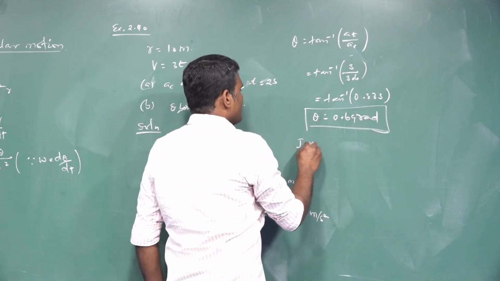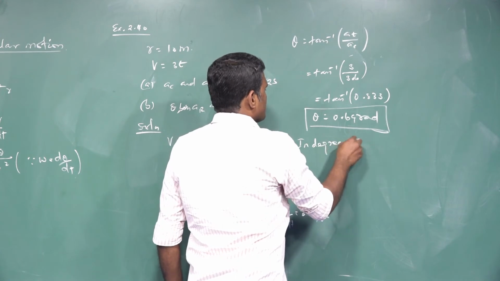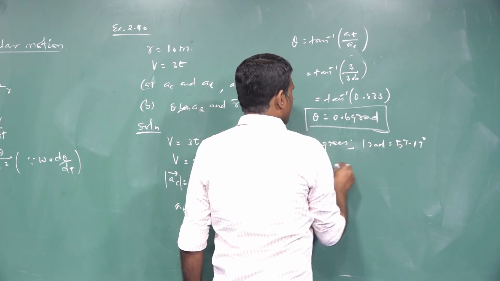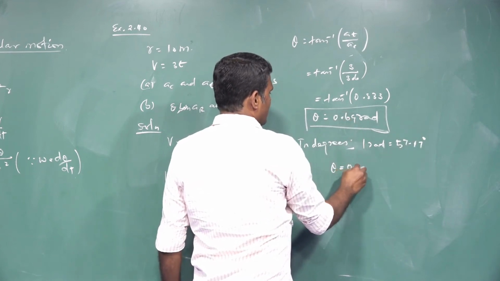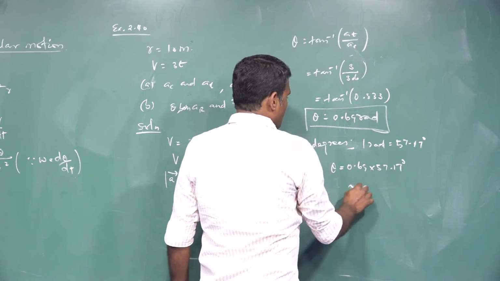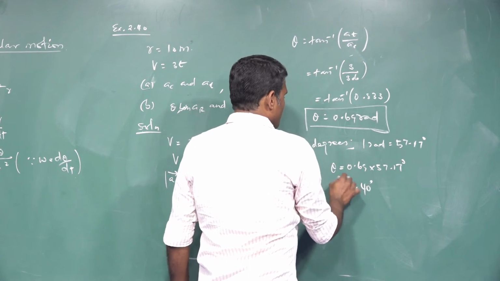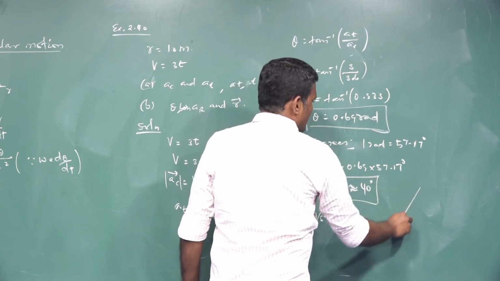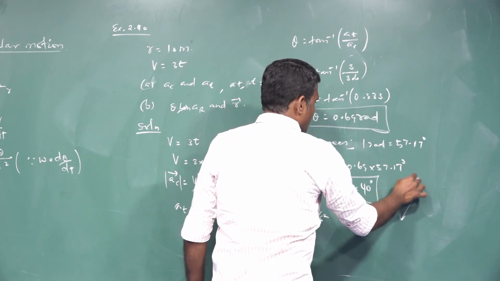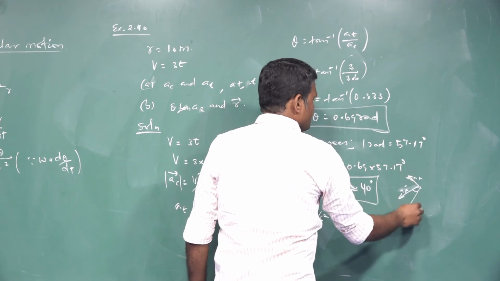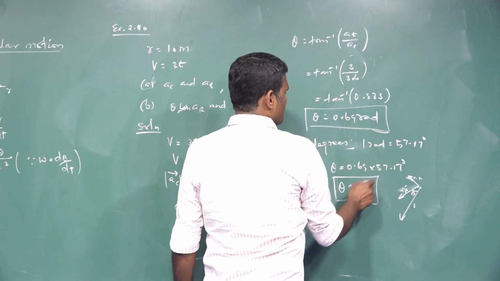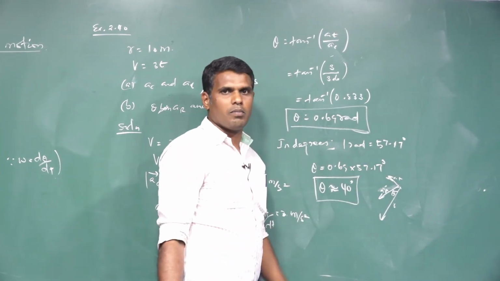radian. In terms of degrees, 1 radian is equal to 57.17 degree. So multiplied with 0.69, theta equals 0.69 into 57.17 degree. This is approximately equal to 40 degree. So the angle between the resultant acceleration AR and the radius vector R is theta, which is equal to 40 degree. So this is the problem.